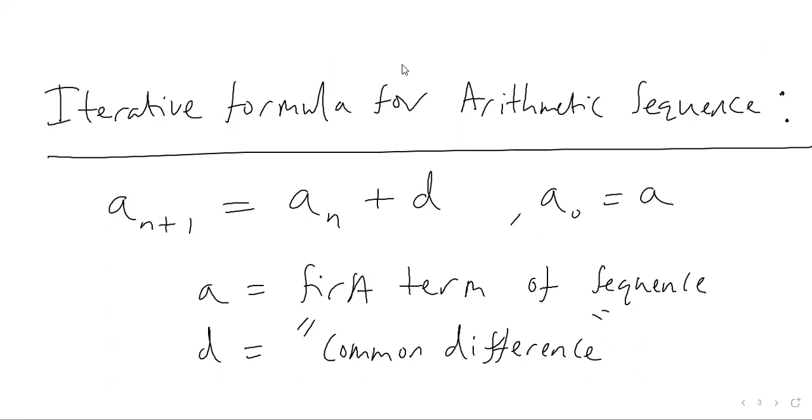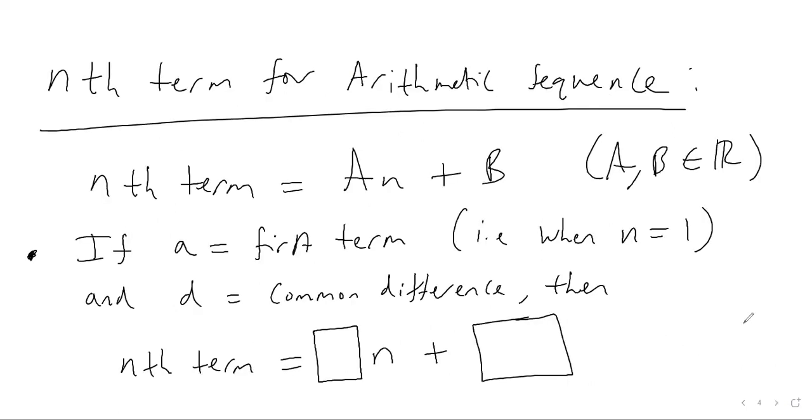We also looked, in the linear sequences video, at the iterative formula for a linear sequence. So the iterative formula for an arithmetic sequence is exactly the same. It's this formula here: a(n+1) = a(n) + d. The next number in the sequence is the previous number plus d, where d is the common difference. The first term, a0 in this case, is going to be a. It's convention to use the letter a as the first term of an arithmetic sequence and the letter d as the common difference. That's your iterative formula.